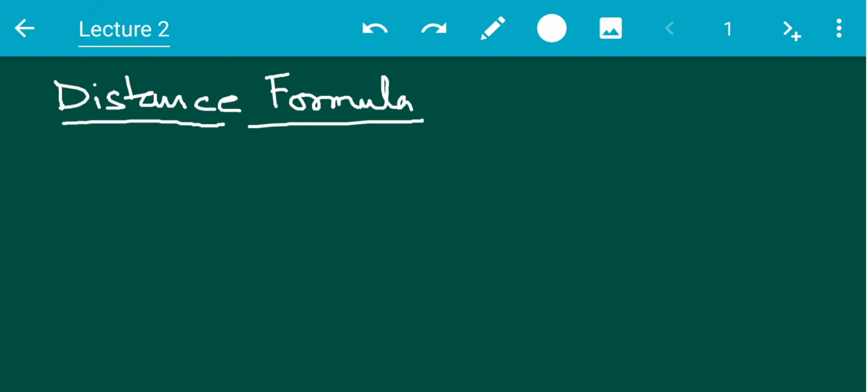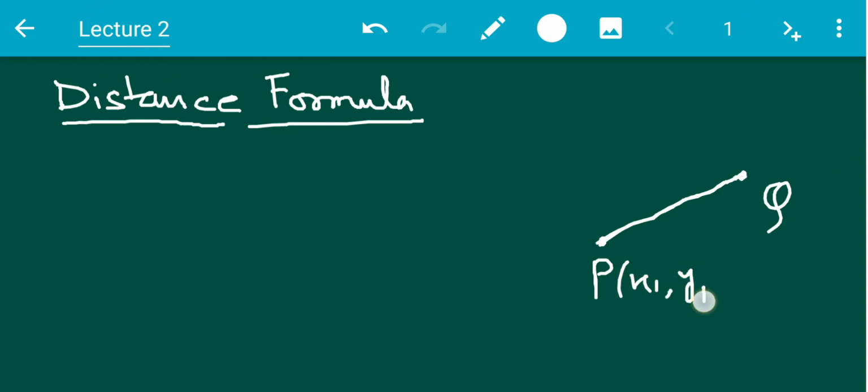Distance formula, literally speaking, means finding the distance between 2 points. Suppose these are 2 points P and Q, and we have to find the distance between them. So how to find it? We are dealing with coordinate geometry, so obviously these 2 points have some coordinates, say x1, y1 and x2, y2.